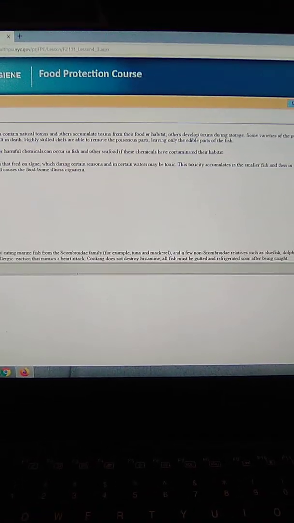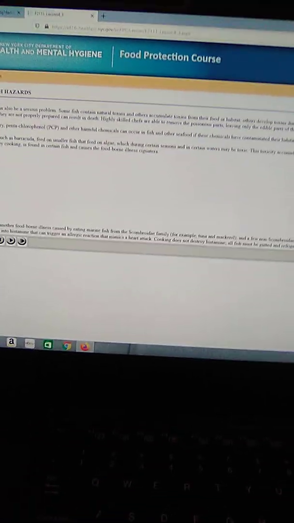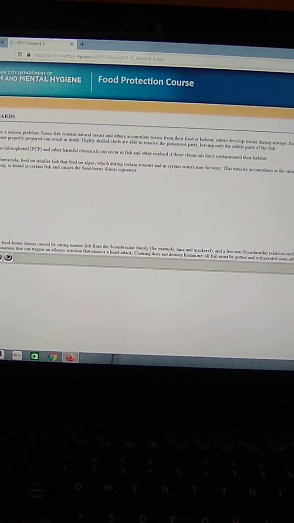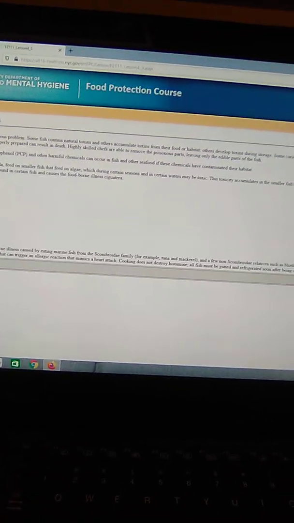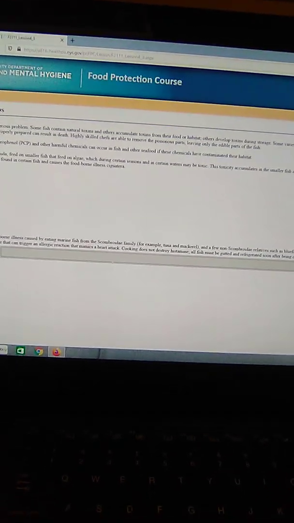The poison ciguatoxin is not destroyed by cooking. Repeat, ciguatoxin, which is not destroyed by cooking, is found in certain fish and causes the foodborne illness ciguatera. All right.